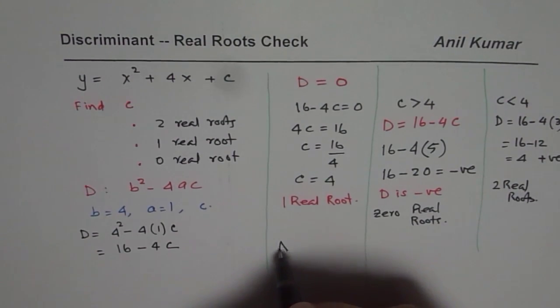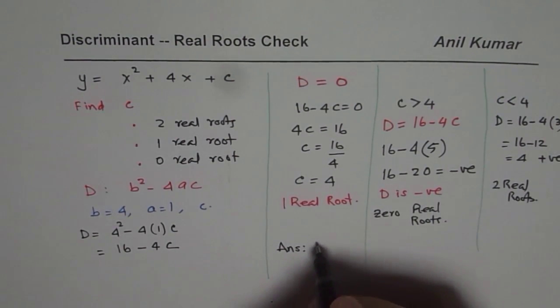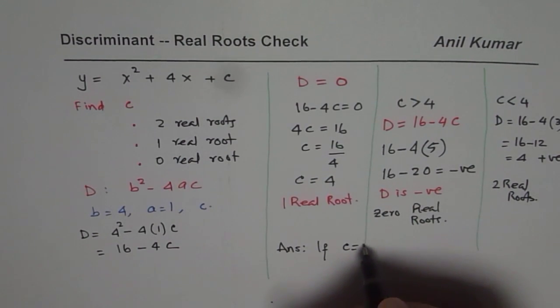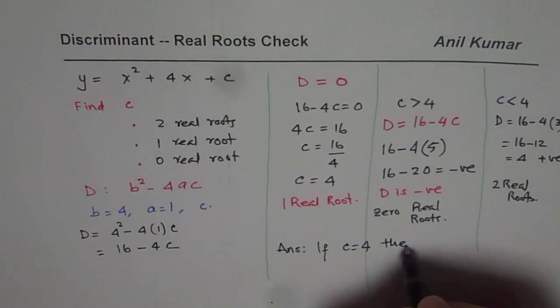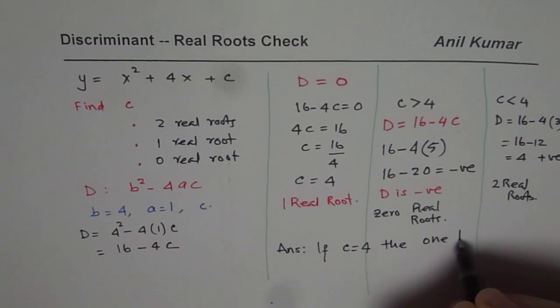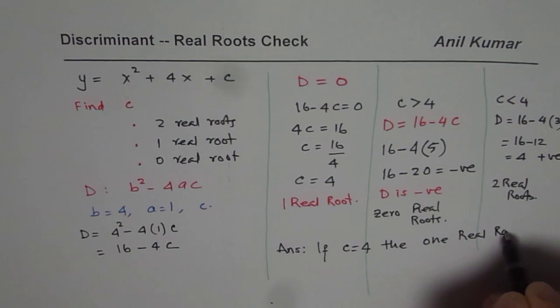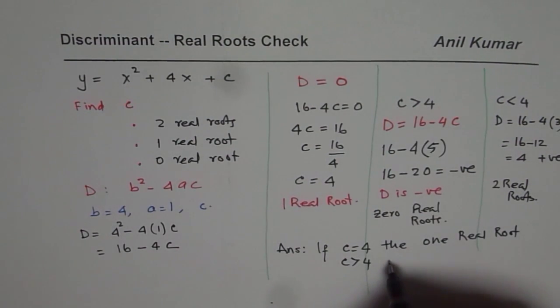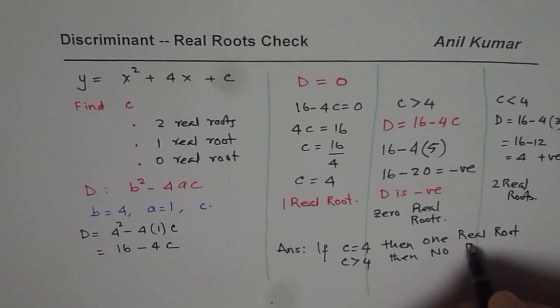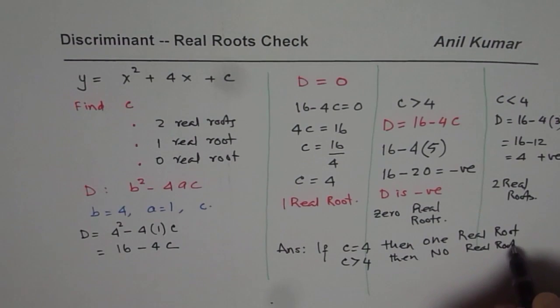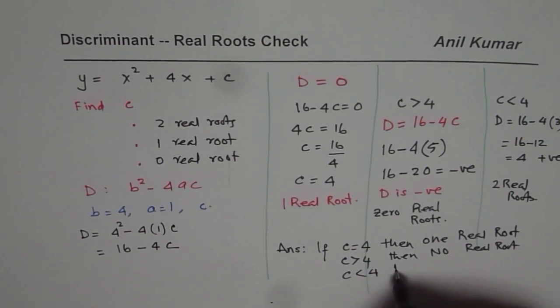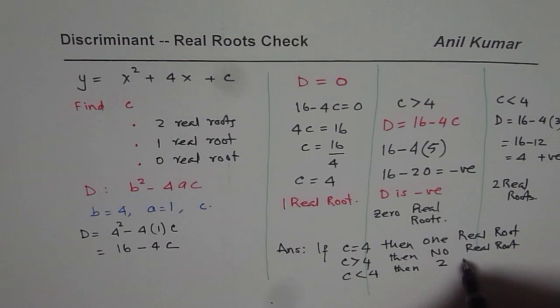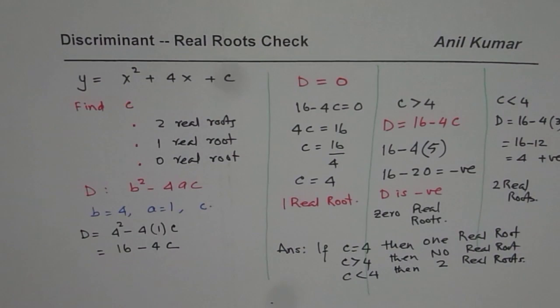Now we can summarize and write down our answer. And the answer is, if c is equal to 4, then one real root, correct? If c is greater than 4, as we found here, then we have no real root. And if c is less than 4, then we have 2 real roots, okay? So that is how you can solve such questions.